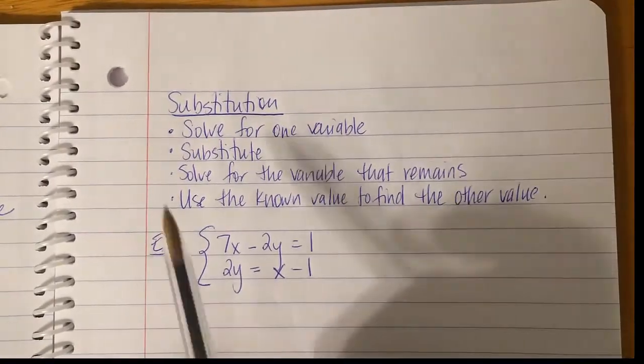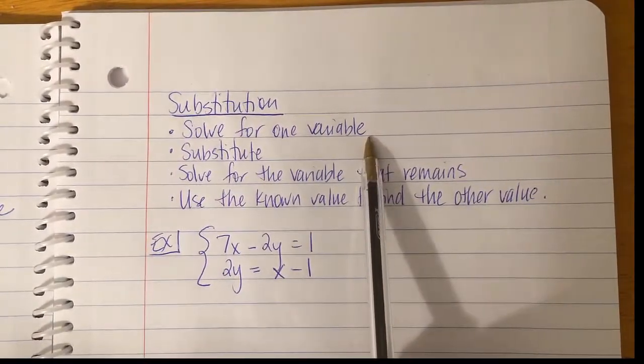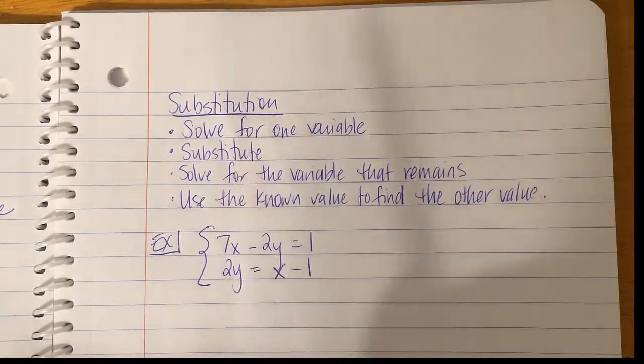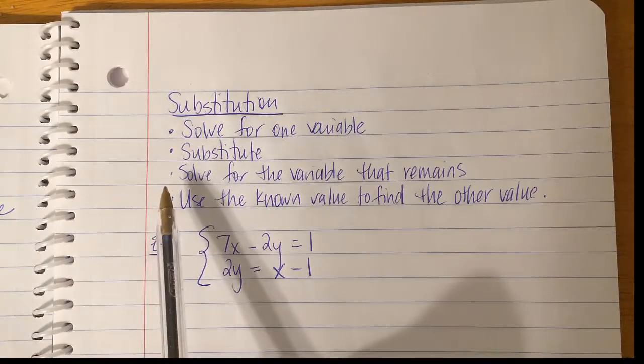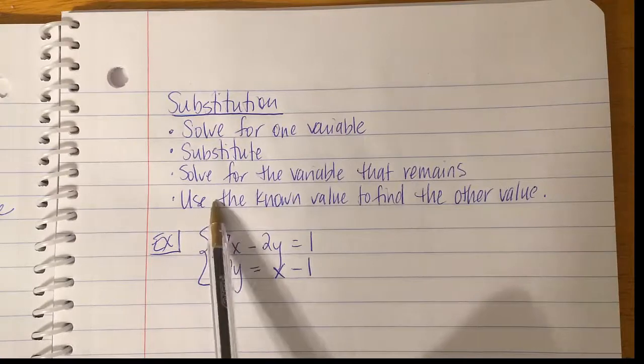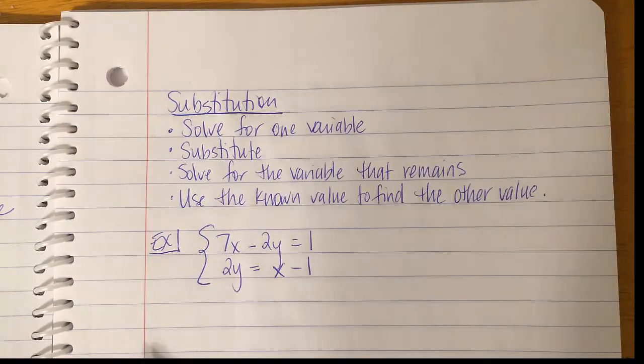To recap what we learned about substitution, I just wrote out these steps. Solve for one variable, either x or y, whatever is easiest. Substitute so that you have only one variable, either all x's or all y's. Solve for whatever variable you've got left, and use that known value to find the other value. So we're going to do that in this example here.